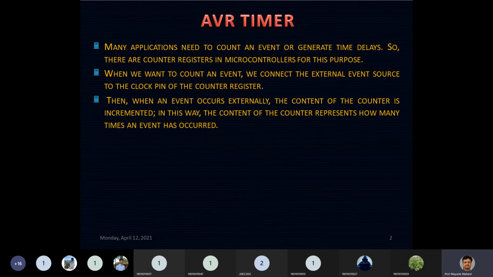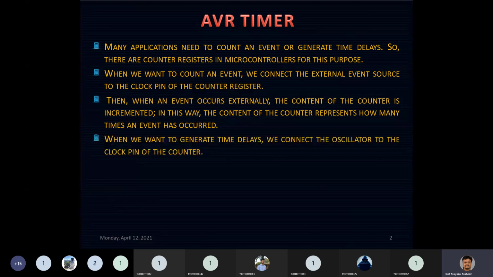So this is the very basic and fundamental way the timer and counter of the controller work. If an event occurs, it is sensed by the pin of your microcontroller, provided as the event source to the register, and as and when the event occurs, the content of this register is incremented. In this way, the content of the counter register represents how many times an event occurred outside the microcontroller.